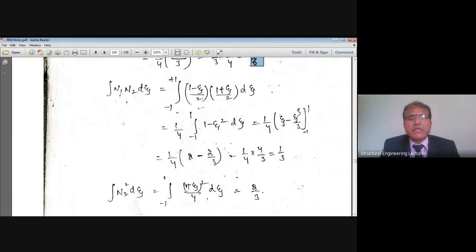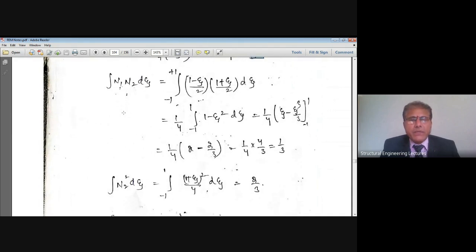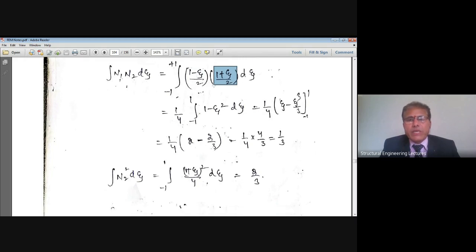Similarly, let us see what is it. The multiplication of these n1 and n2 dxi. Right, n1 n2, the multiplication of these shape functions n1 and n2 over dxi integration, right? That minus 1 to plus 1, n1 is 1 minus xi by 2, n2 is 1 plus xi by 2. Therefore, 1 minus xi, 1 plus xi means 1 minus xi square by 4.